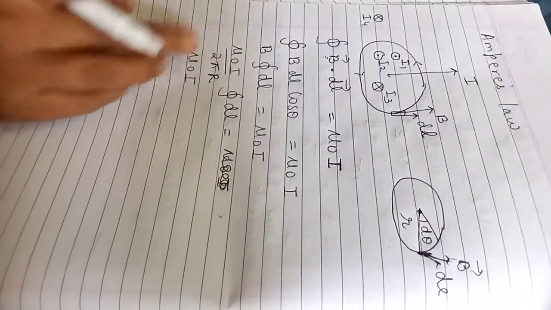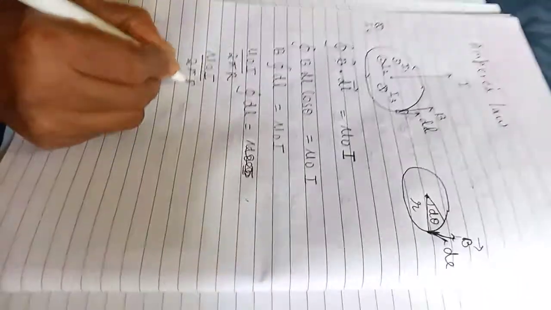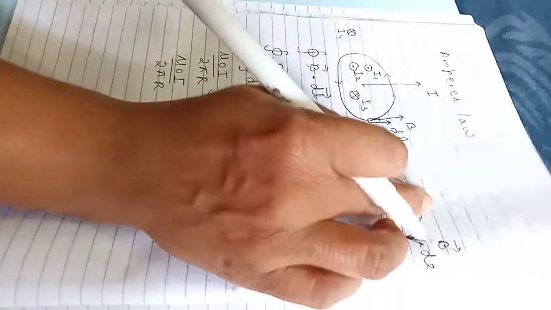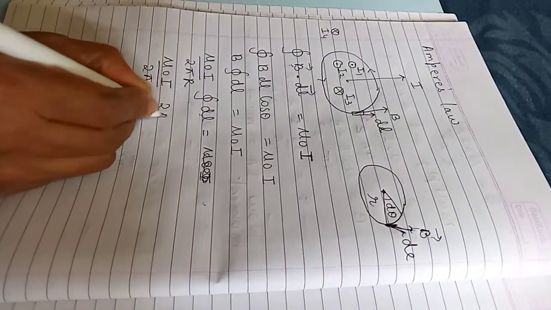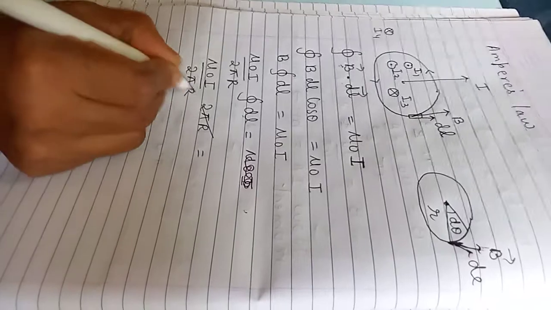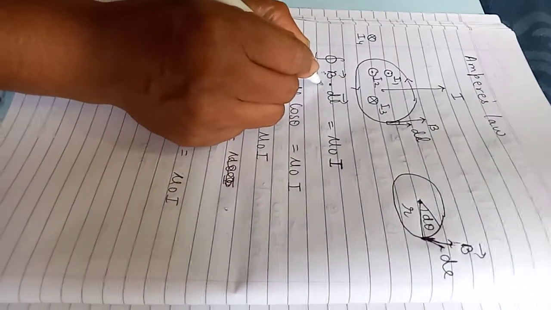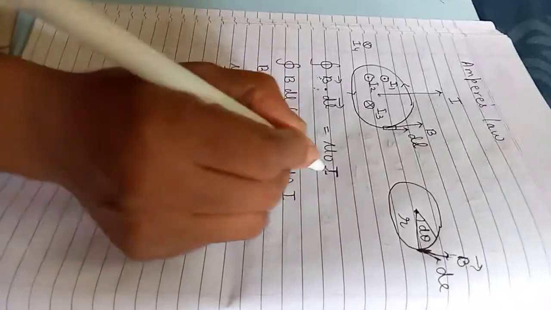B is taken out. Mu naught I is what? Line integration of dl, when you integrate it, you get the circumference of the circle. That's it. What are you getting here? Mu naught I. Is the statement correct? Line integration of B dot dl is equal to mu naught I.